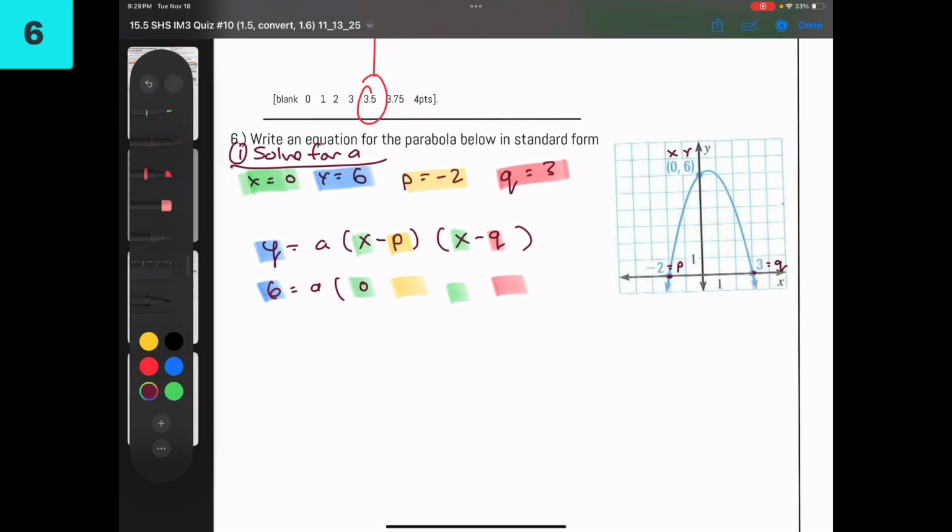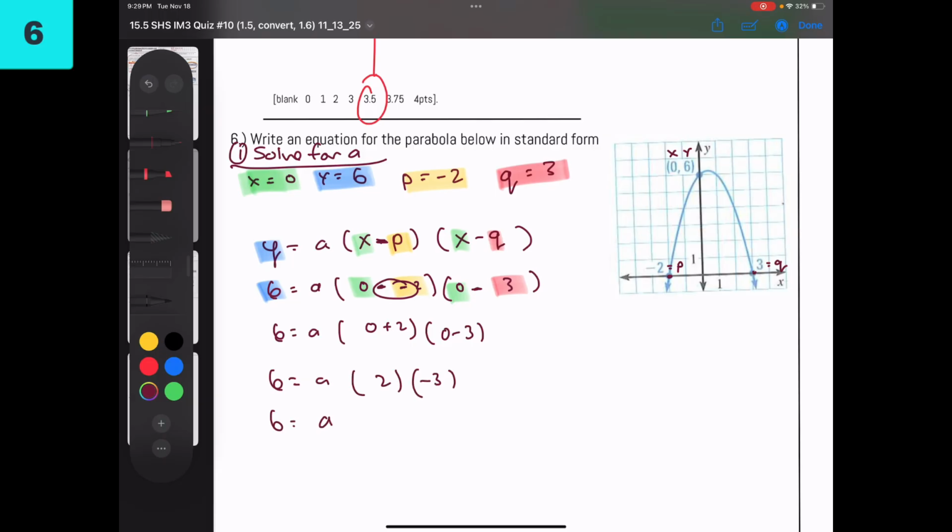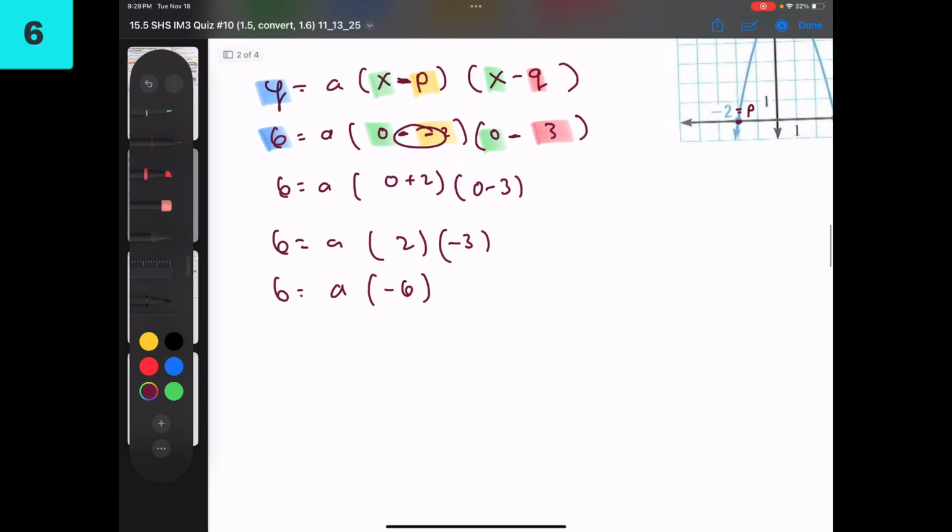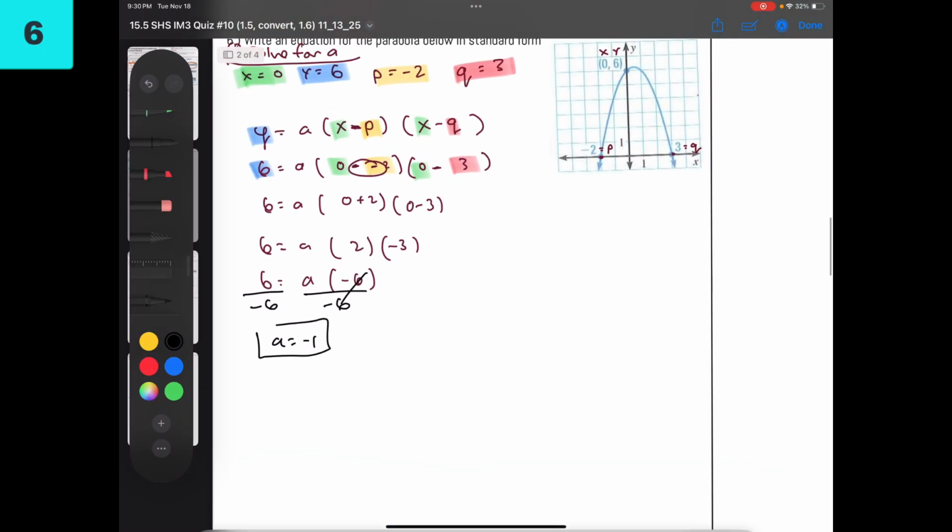x is 0. Okay, pay attention, you have to have that minus sign. So your p-value is -2, and your q-value is 3. So that becomes 0 plus 2. So that'll become 2 times -3, which is -6. Then I'll divide by -6, and a equals -1, right? That should make sense because the graph is opening down. So I can see it visually, now I have it algebraically.